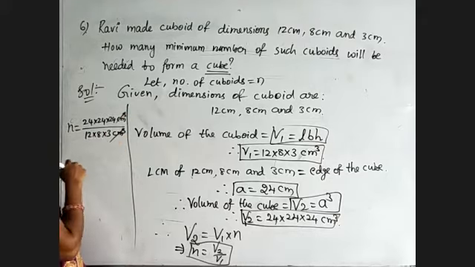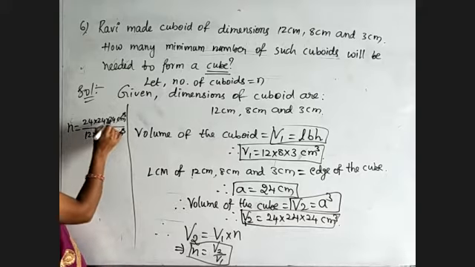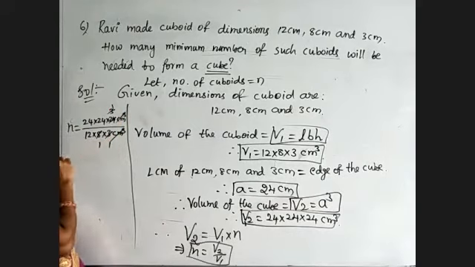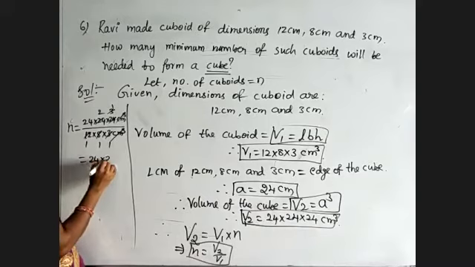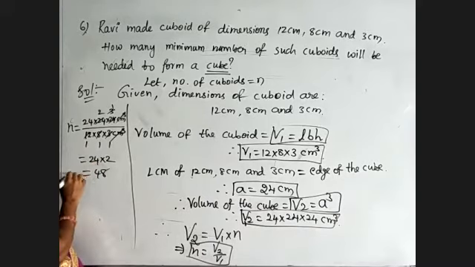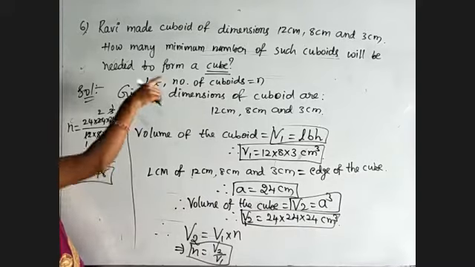Centimeter cube will get cancelled. 8 3s are 24, so 24 will get cancelled. 8 1s are 8, 3 1s are 3, 1 1 is 12, 1 2 is 12, 2 2s are 24. So 24 into 2, that is nothing but 48 cuboids are needed to form a cube.